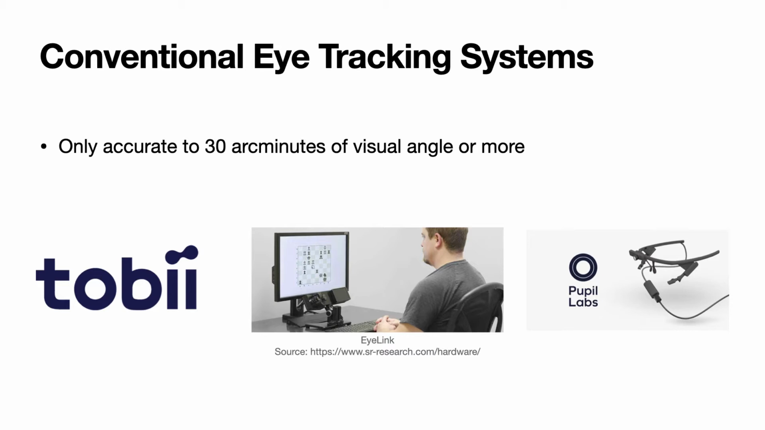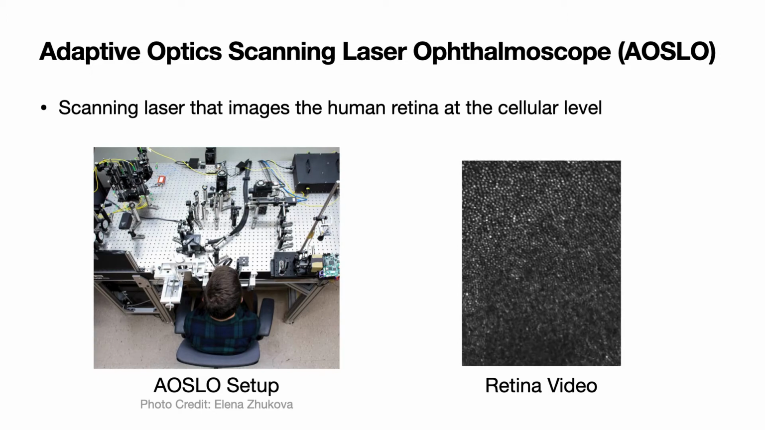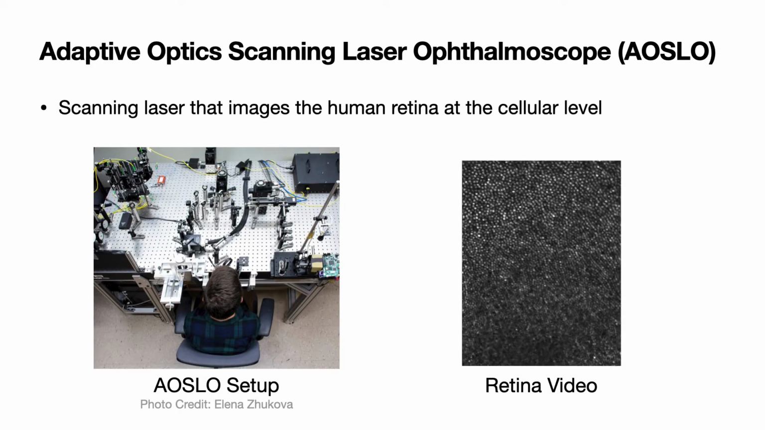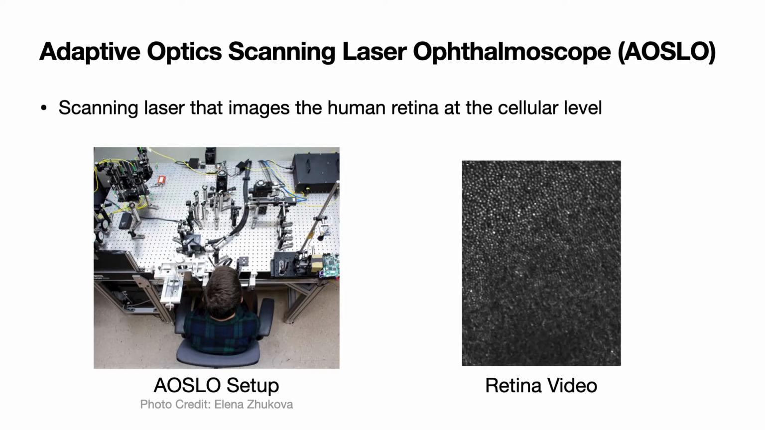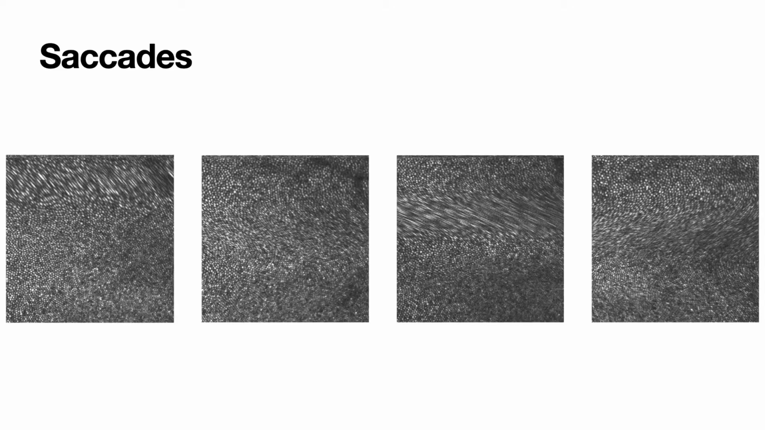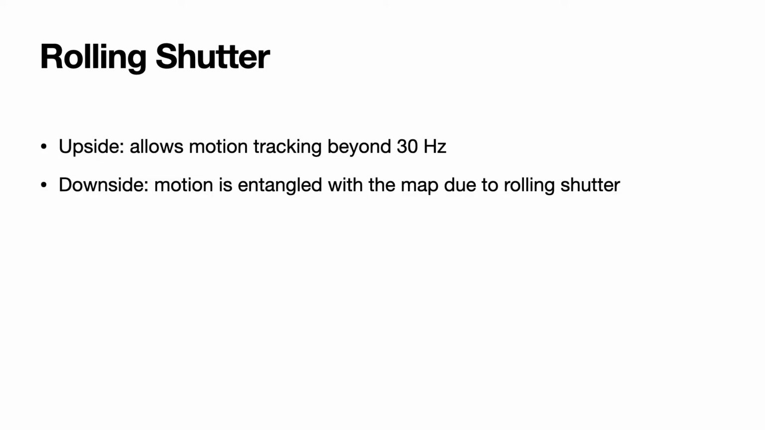Unlike these systems, the Adaptive Optics Scanning Laser Ophthalmoscope, or AOSLO, directly captures video of the retina at the cellular scale, allowing eye tracking at arcminute precision. The AOSLO zooms into around 1 square degree of visual angle, scanning the retina with a laser in a top-down fashion, which results in rolling shutter artifacts that manifest as warped cone cells in each frame. The upside of this rolling shutter is it enables motion tracking well beyond the frame rate of 30 Hz, but the retina's motion and appearance are entangled in a single data stream.